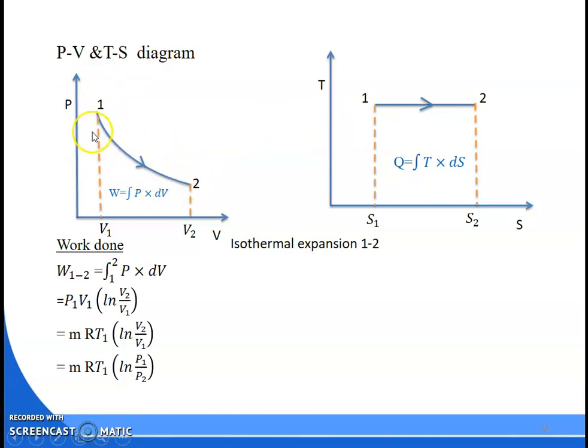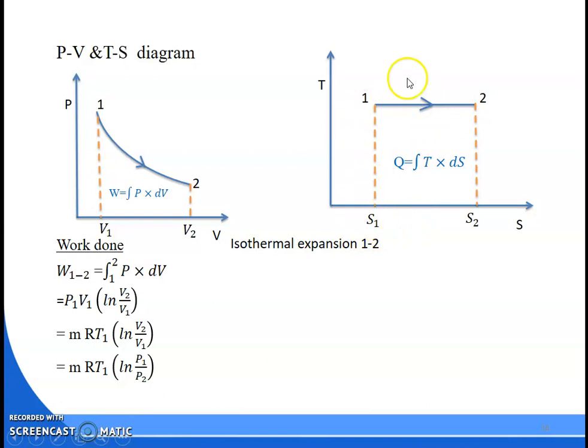So 1 to 2 represents PV equal to constant in the pressure volume diagram. So this is the constant temperature process in the TS diagram. This is the representation of the constant temperature process in the temperature entropy diagram. Here the temperature is constant, T1 is equal to T2. Here heat is being added, entropy increases, which means this is constant temperature heating.